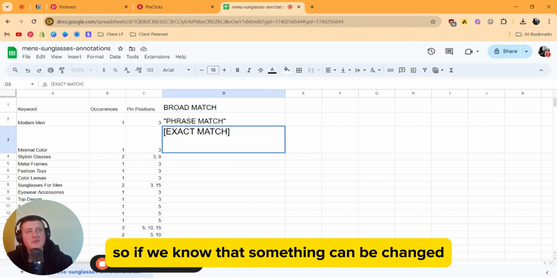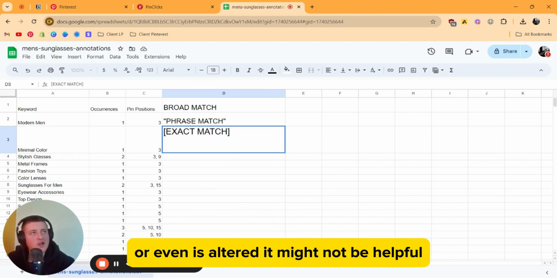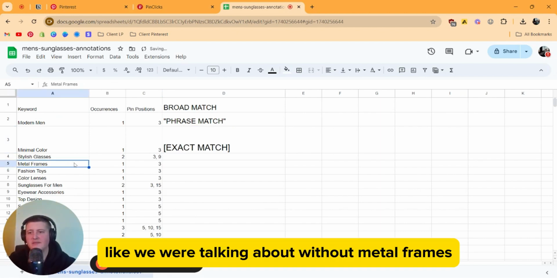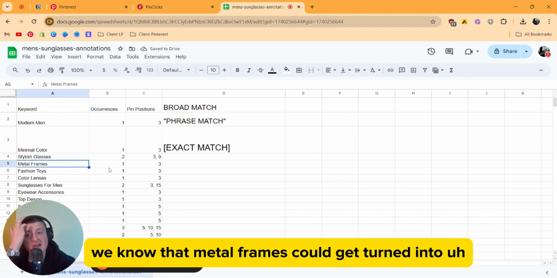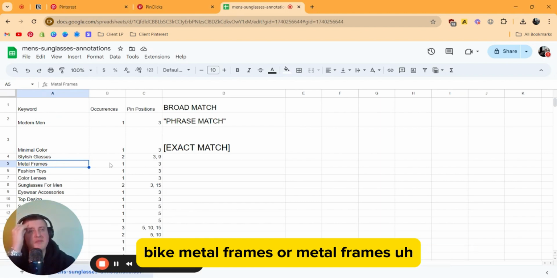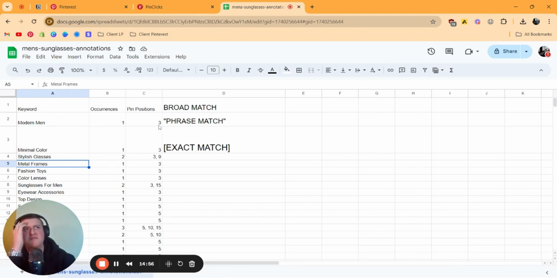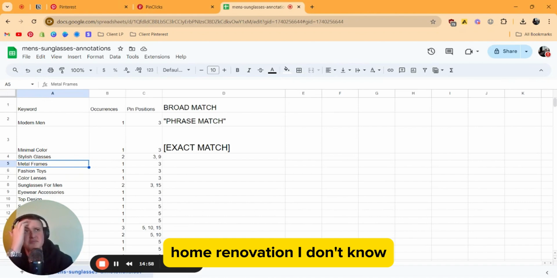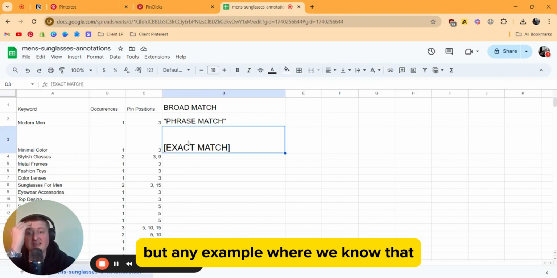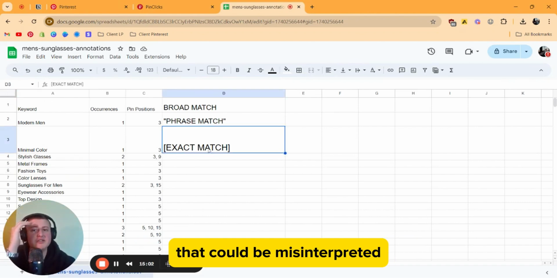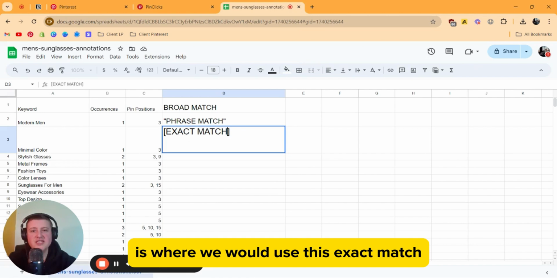So if we know that something can be changed, or if it is altered, it might not be helpful. Like we were talking about with those metal frames, we know that metal frames could get turned into bike metal frames, or metal frames home renovation. I don't know. But any example where we know that could be misinterpreted is where we would use this exact match.